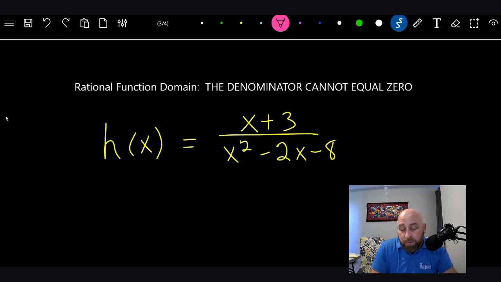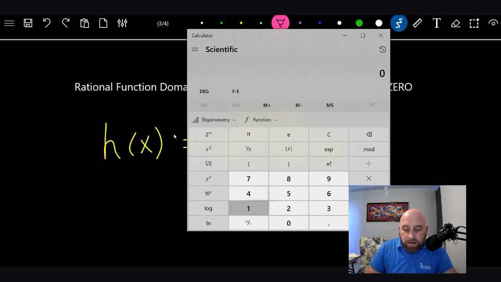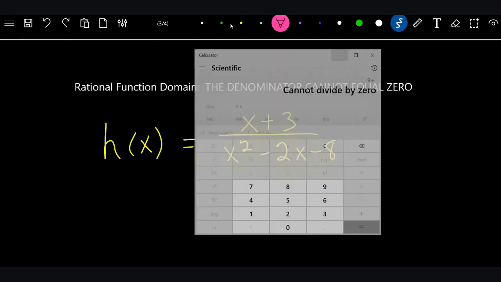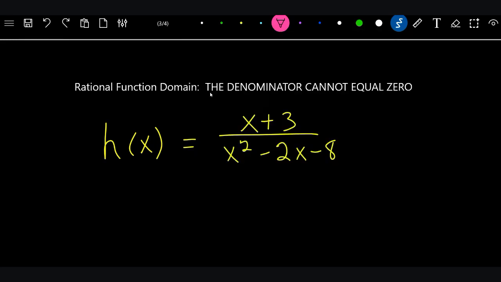Math error happens. Take a look at my calculator and look at what it does if I try to divide something by 0. 9 divided by 0. Look what it does. Cannot divide by 0. Basically, it's saying, math error. Can't do that. What are you thinking right now? Invalid. So, since it's invalid, we can't have 0 as the denominator.